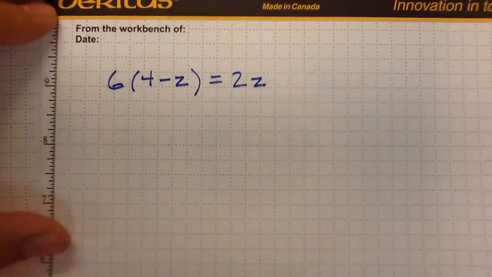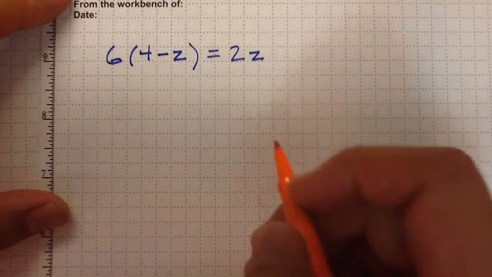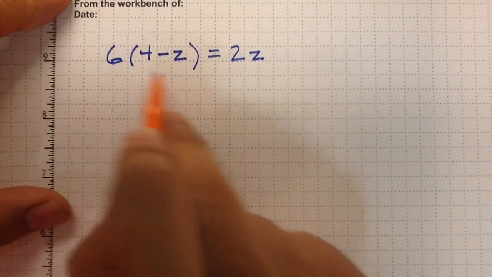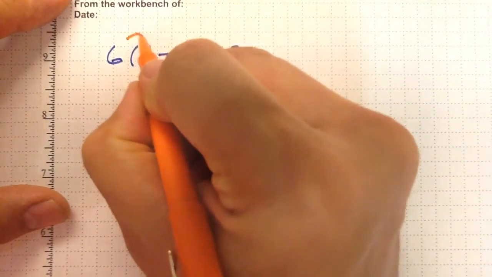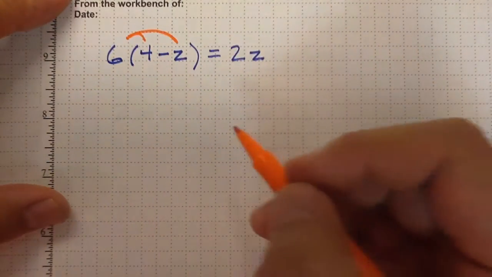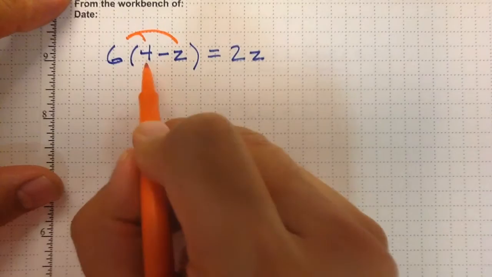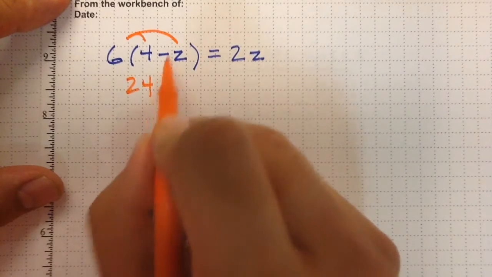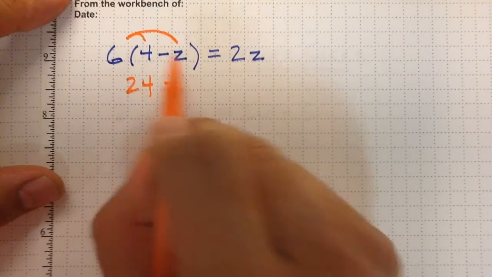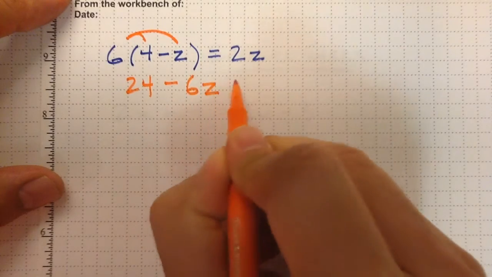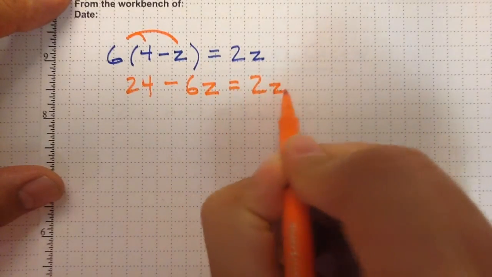All right, let's take a look at this one. So, step 1, simplify if you can. Now in this case, I do see something we can simplify. We can get rid of these parentheses and clean things up by doing distributive property. So 6 times 4 is 24. Minus sign drops down. 6 times z is 6z equals 2z.